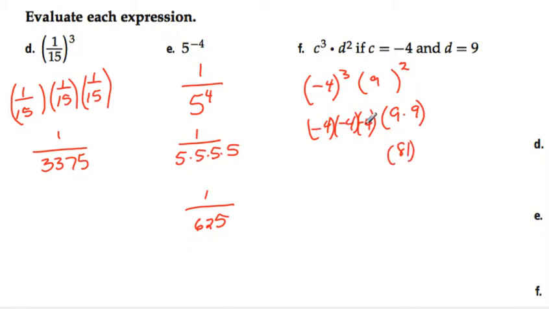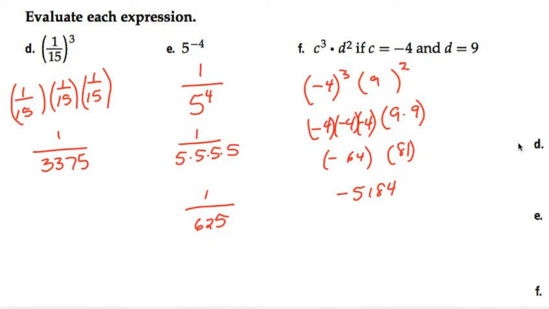Negative times a negative times a negative. I think we've talked about this before. If you have a negative number and the exponent is odd, then your number will be negative. But if you have a negative number and your exponent is even, then it will be positive. So 4 times 4 is 16 times 4 is 64. And now we need to multiply 64 times 81. And that gives us 5,184. And it's negative because we have a negative times a positive.